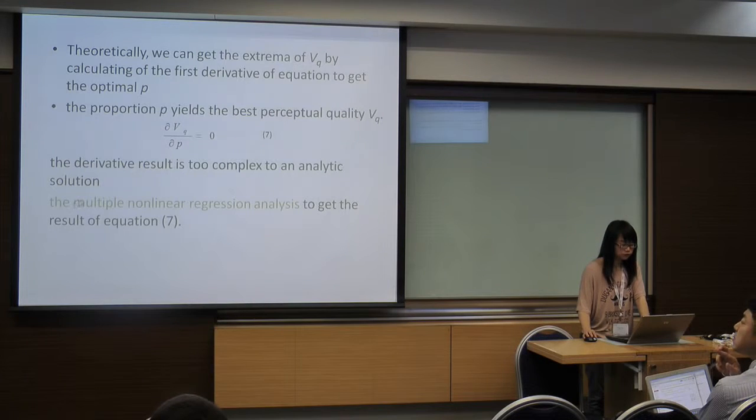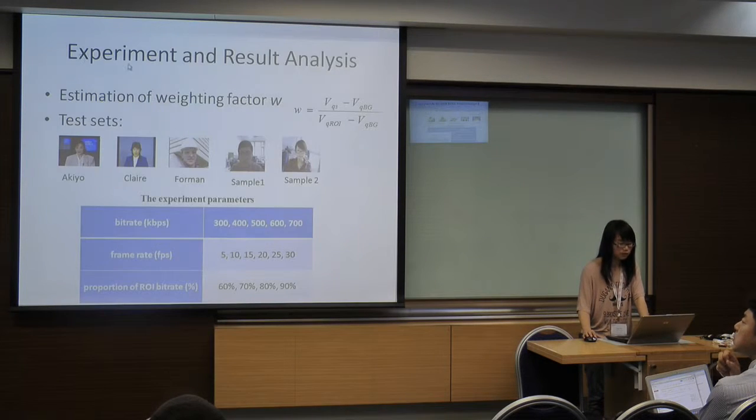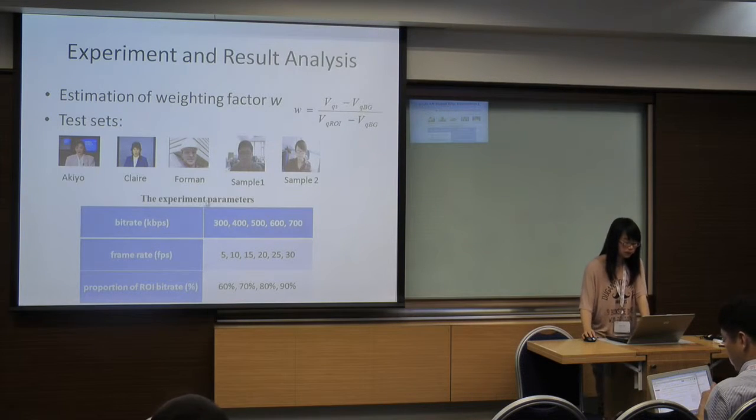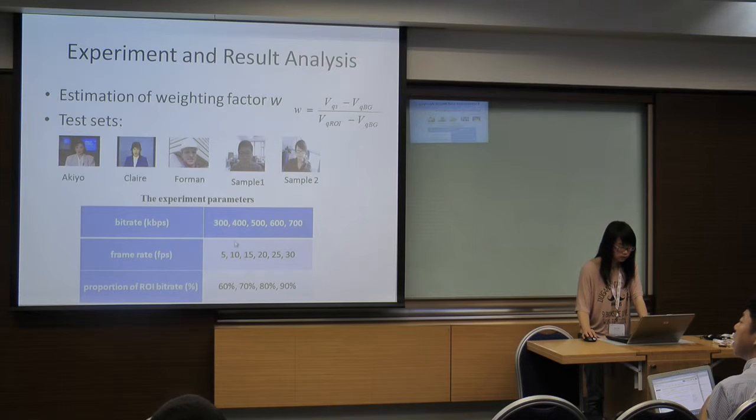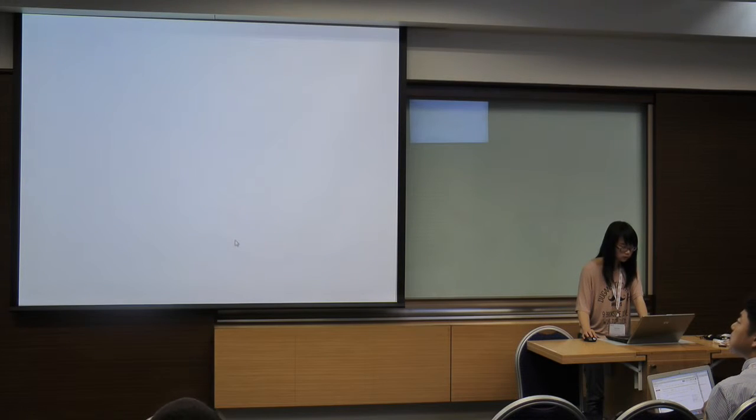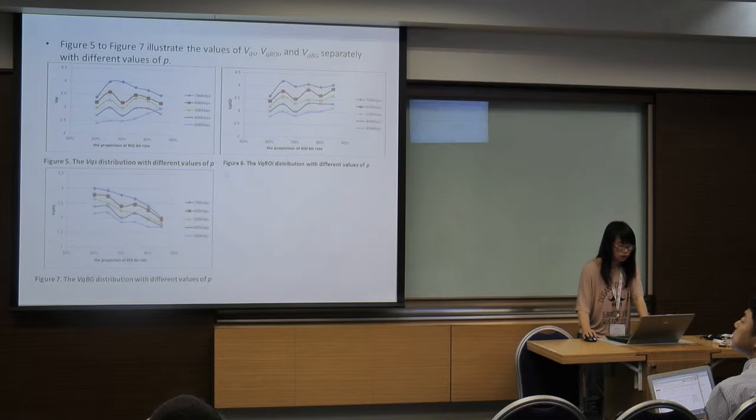So here is our experiment and the result analysis. We use this equation to estimate the weighting factors. This is our test assets, and this is the experiment parameters. We use this one, and then here are the results on the different values of P.